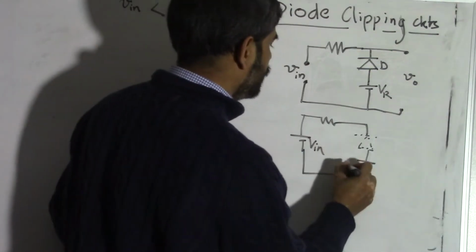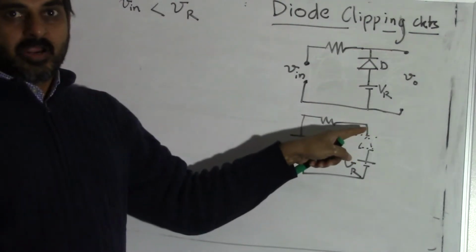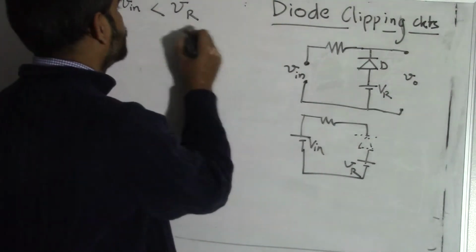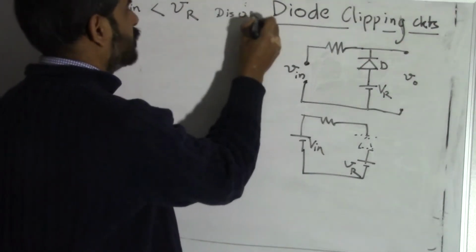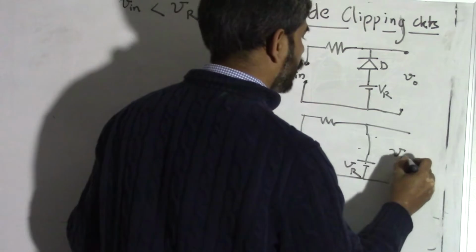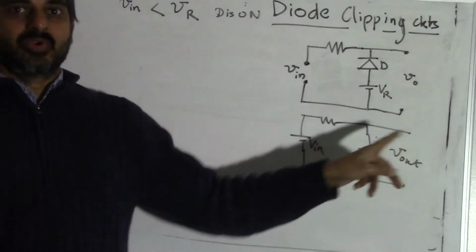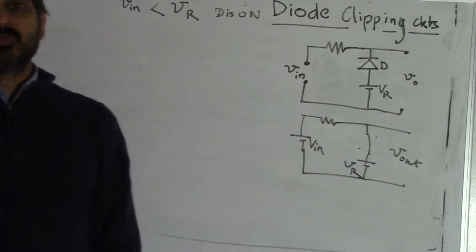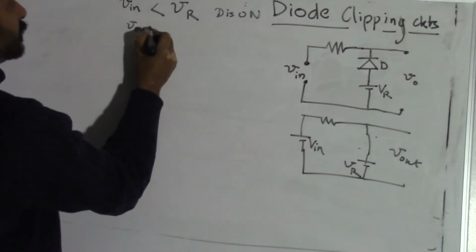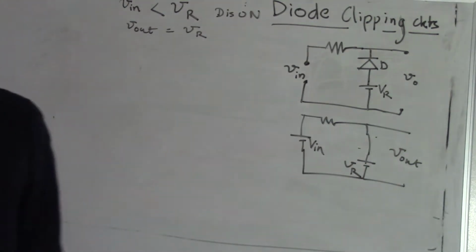If V in is smaller than VR, then this diode is forward biased. When it's forward biased, D is on, and we can just short it and look at the output voltage here. In that case, you can see this output voltage is the same as the VR voltage here. So V out is equal to VR. That is our first condition.